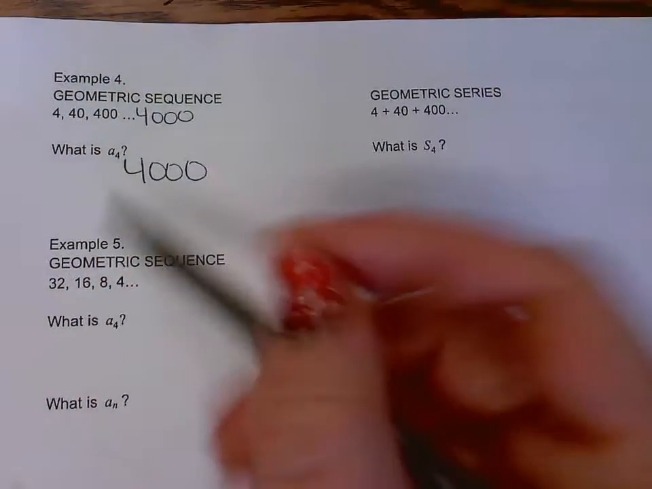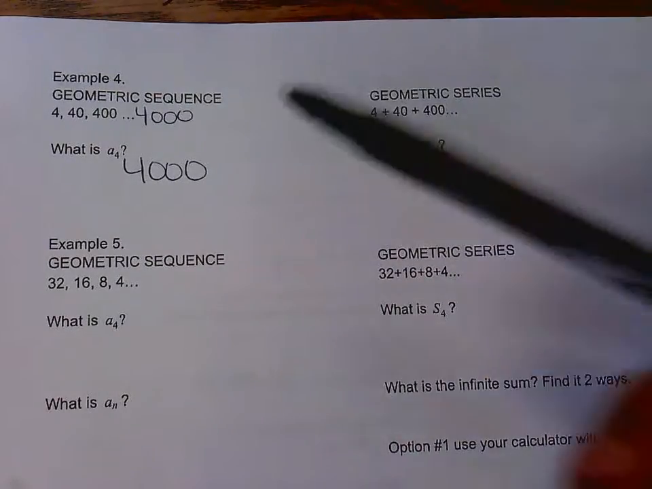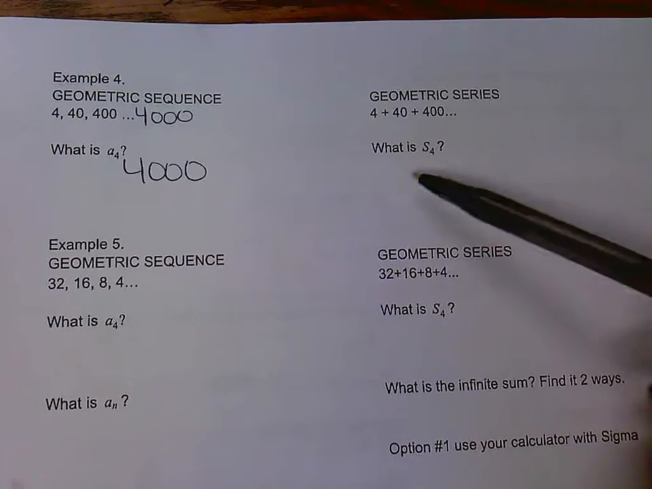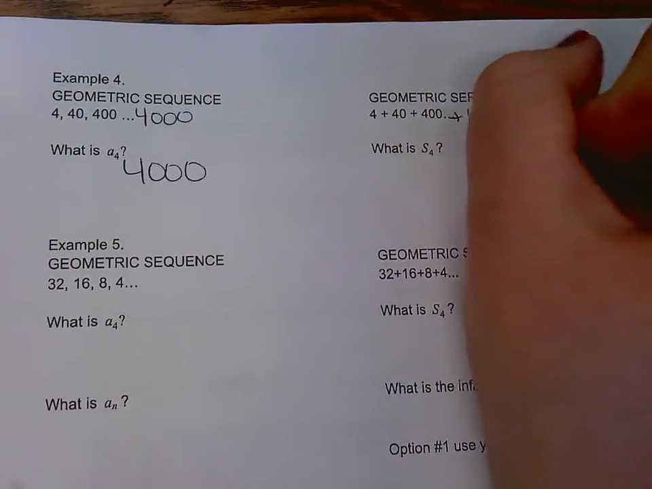Not asking you to write a formula, just this is kind of step 1. Can you finish the pattern? And then can you just understand this notation? I want you to add these 4 terms together.